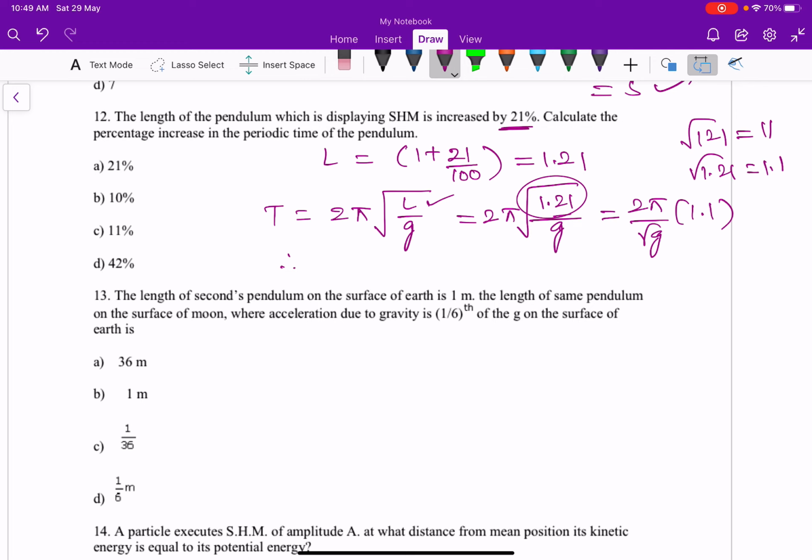Therefore, the time period increases by how much? 0.1. Time period increases by 0.1 second. That is 0.1 by 1 into 100, in terms of percentage, that is nothing but 10%.